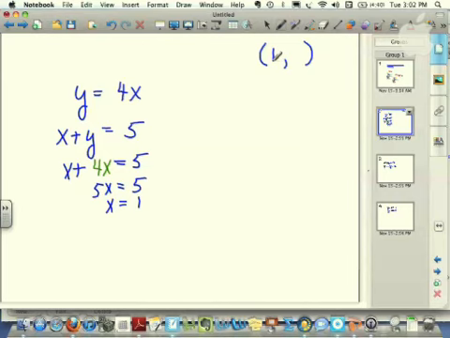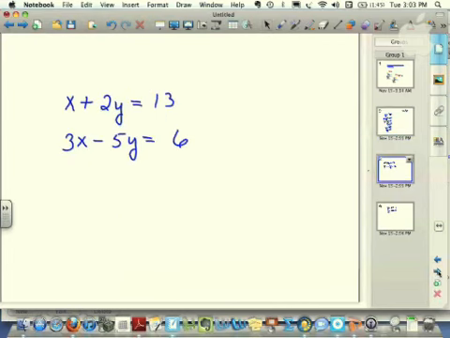Now that I know what x is, I can go back to the first equation because y equals 4 times x, and I know x is 1, so y equals 4. And the final solution is (1, 4). (1, 4) will make 1 plus 4 equals 5, and if I place 1 for x, 4 times 1 equals 4. So it is the solution to both equations.